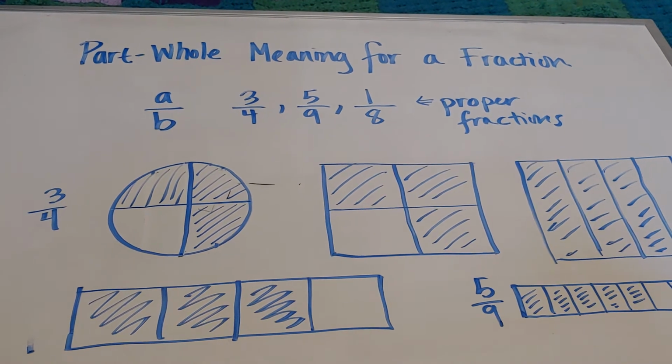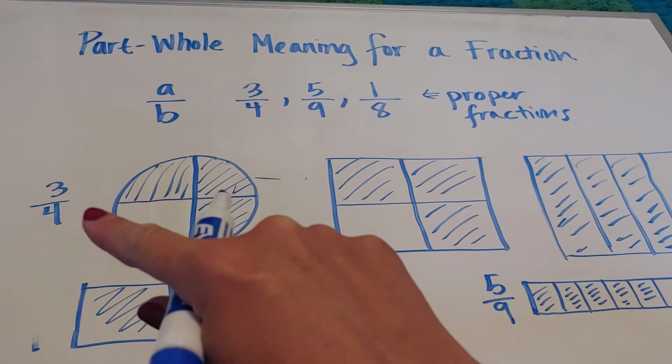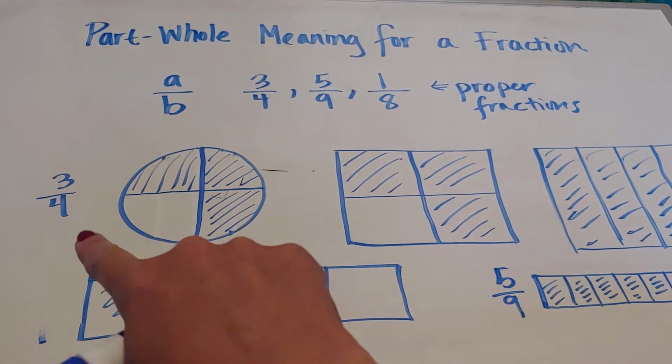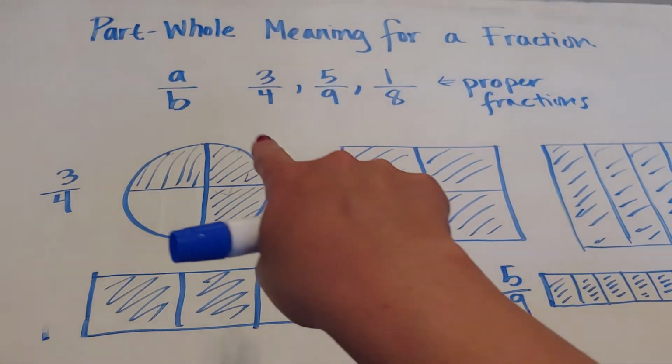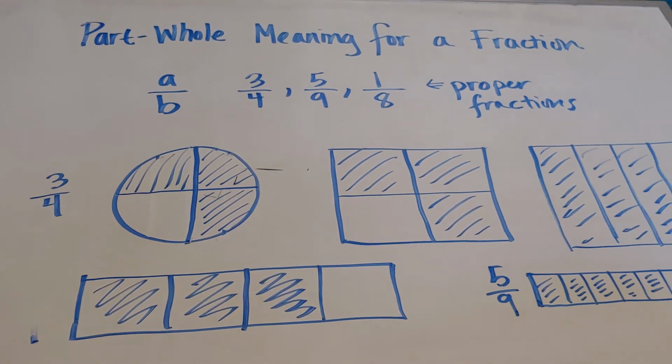Now, you might be wondering, Jen, what do you mean by part-whole? So the top number, the numerator, is the number of parts we shade. The bottom number, the denominator, is representing how many total cuts we have in the whole shape. So part of the whole.